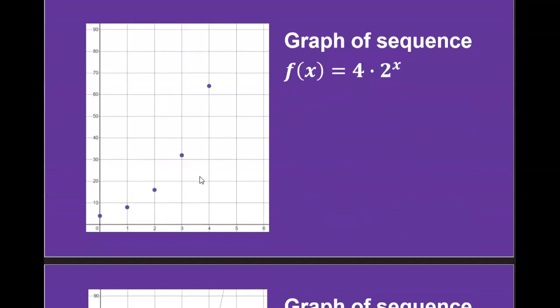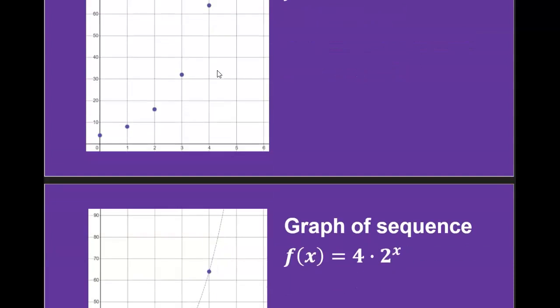Here's the graph of this sequence. This makes it a lot easier to see that this is discrete because the dots jump, right? We think discrete dots. So this is 4 times 2 to the x as an exponential discrete function.